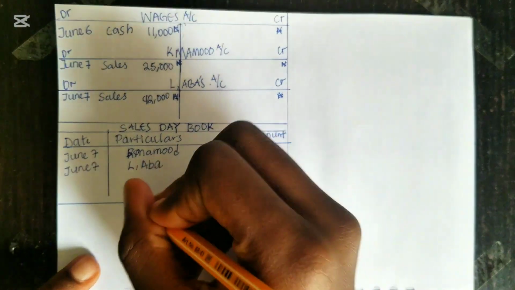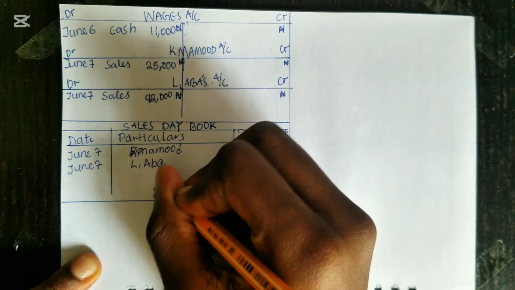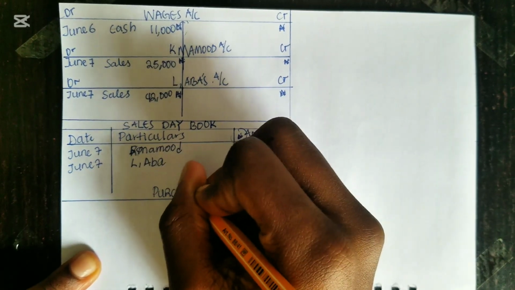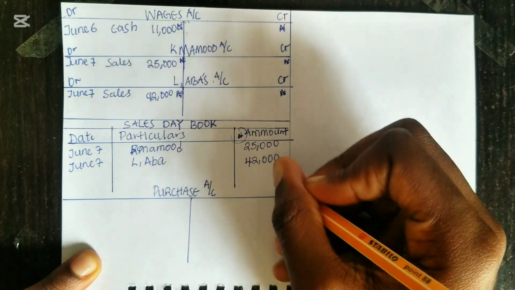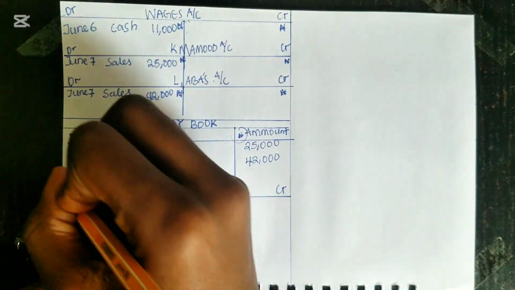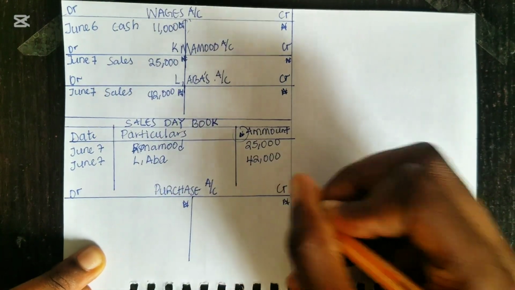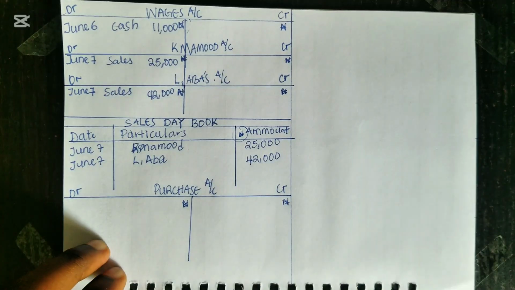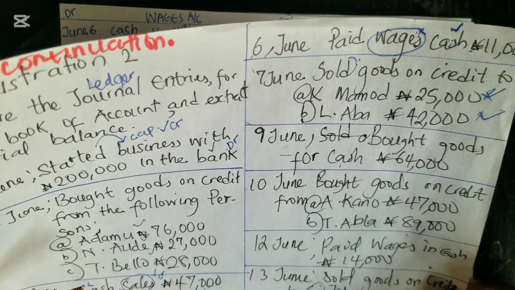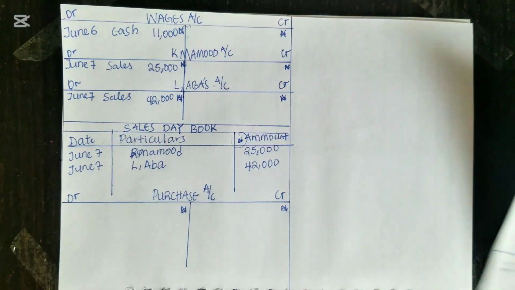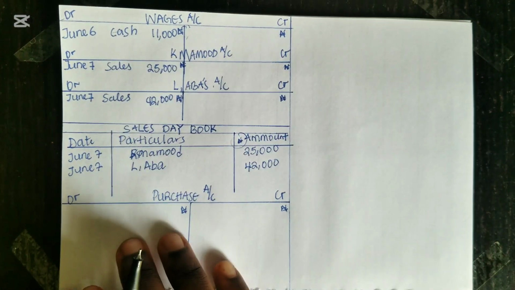So we can write here as our purchases account. We have our credit here, we have our debit here, our naira sign is here, and our naira sign is here. It said June 9 was bought goods for cash, 64,000 naira. So that means purchases is going to be debited.